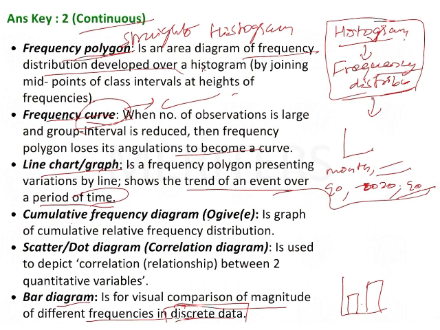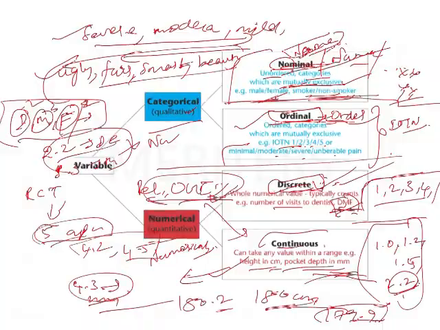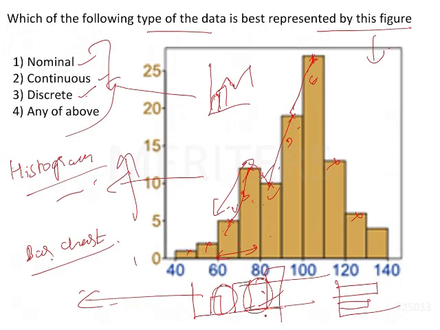Cumulative frequency diagram. Simple. The term cumulative, wherever it comes, means addition. So, for example, take this itself. If you are asked to draw a cumulative frequency diagram, then cumulative frequency means how much value is accumulated.